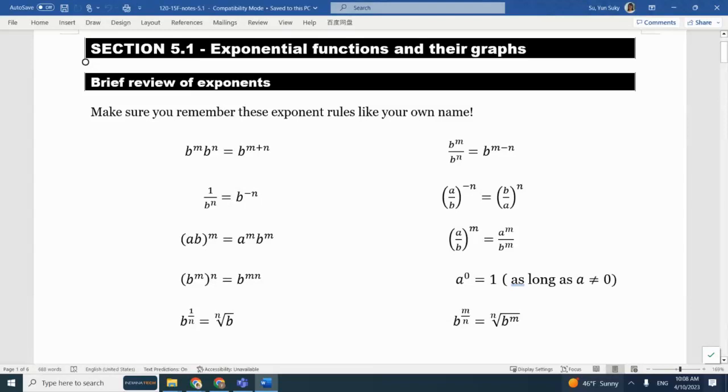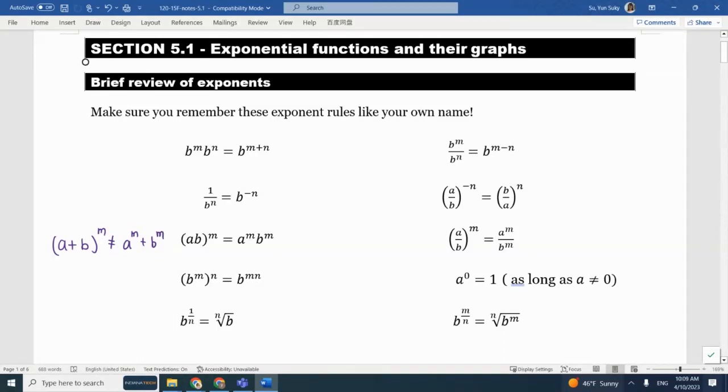If a power is in the denominator, we can move it up, but the exponent becomes negative. A negative exponent means flipping to the reciprocal, so a over b becomes b over a. And a times b raised to the power m is a to the m times b to the m. Be careful: a plus b to the m is not equal to a to the m plus b to the m.